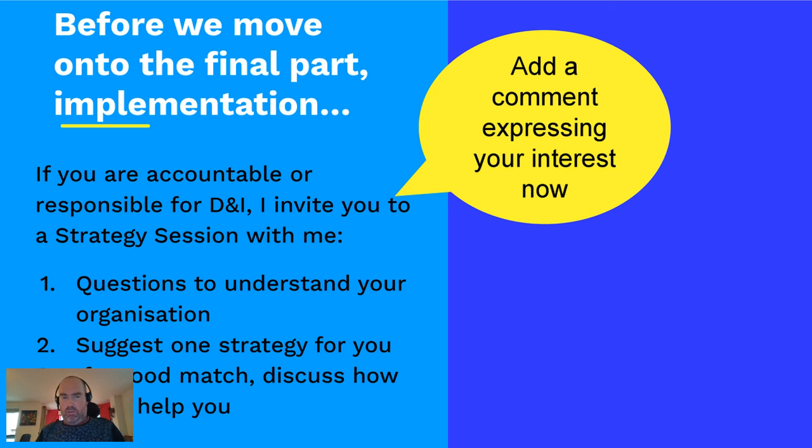But within the D&I strategy session, I would just ask you loads of questions about your organization, about what's going right for you, what's frustrating you about diversity and inclusion in your business, where you ultimately want to get to. That gives me a really good understanding of your organization. And then I can offer you a strategy that might help you get on your way. And then if you think we're a good match, we can have a conversation about how I might be able to help you going forwards. But I'm more than happy to have that strategy session with you.